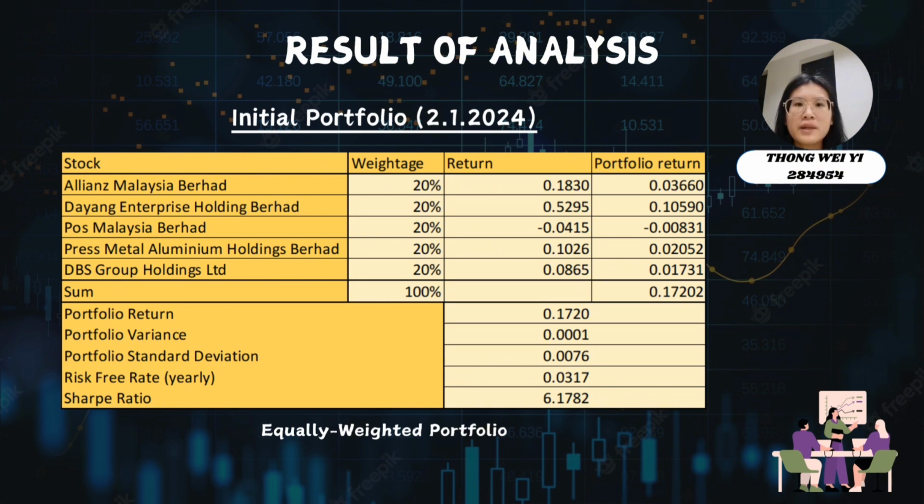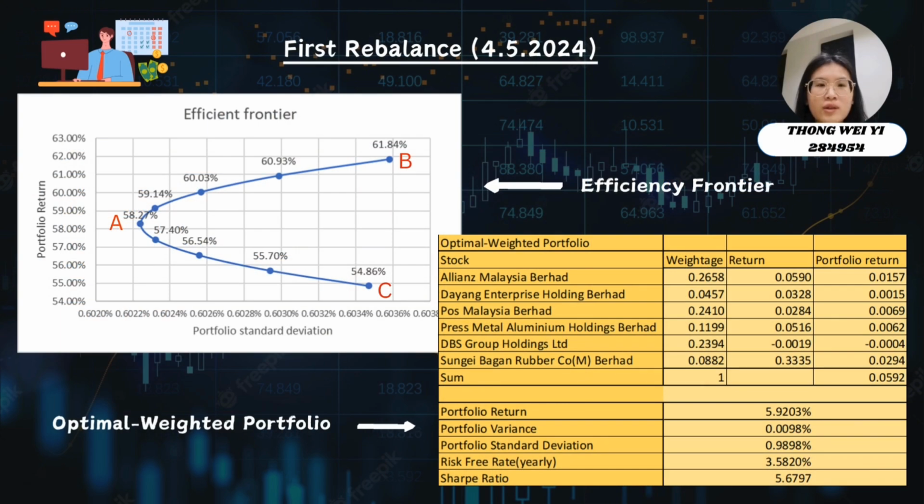The portfolio remained passive from 2nd January 2024 to 3rd May 2024, which means it just held the shares in this portfolio. We saw that all stocks had a positive return except Post Malaysia, with negative 0.00831. The portfolio return is 0.172 and the standard deviation is 0.0076, which means it is a low risk portfolio, and the Sharpe ratio is 6.1782. On May 4, 2024, our portfolio went through the first rebalancing process.